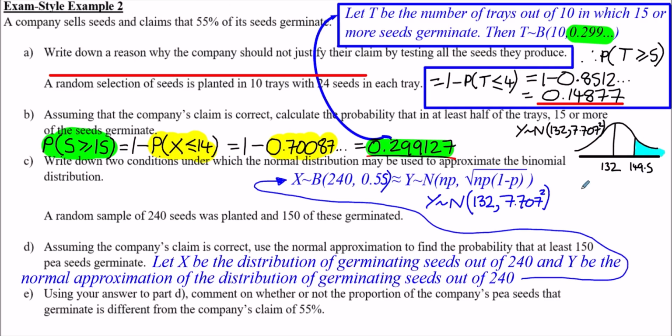So we're wanting the bit of the curve, the probability of it being at least 149.5. So that's going to be 1 minus the probability that y is 149.5 or less. We could do it that way, or what we could do, in fact, is just use the calculator directly. So I'll show you how to do this.